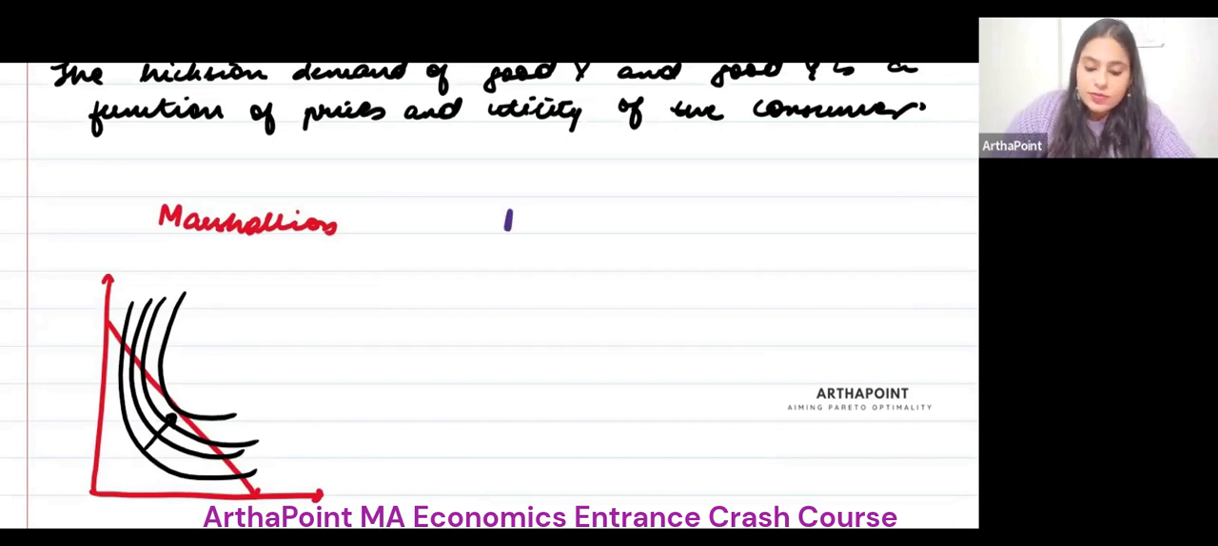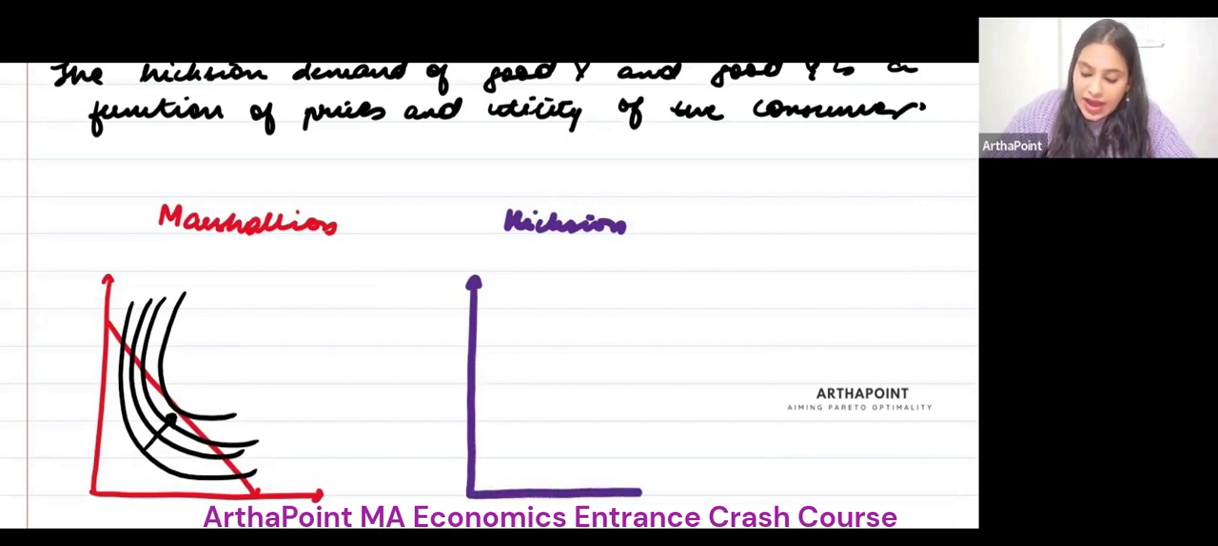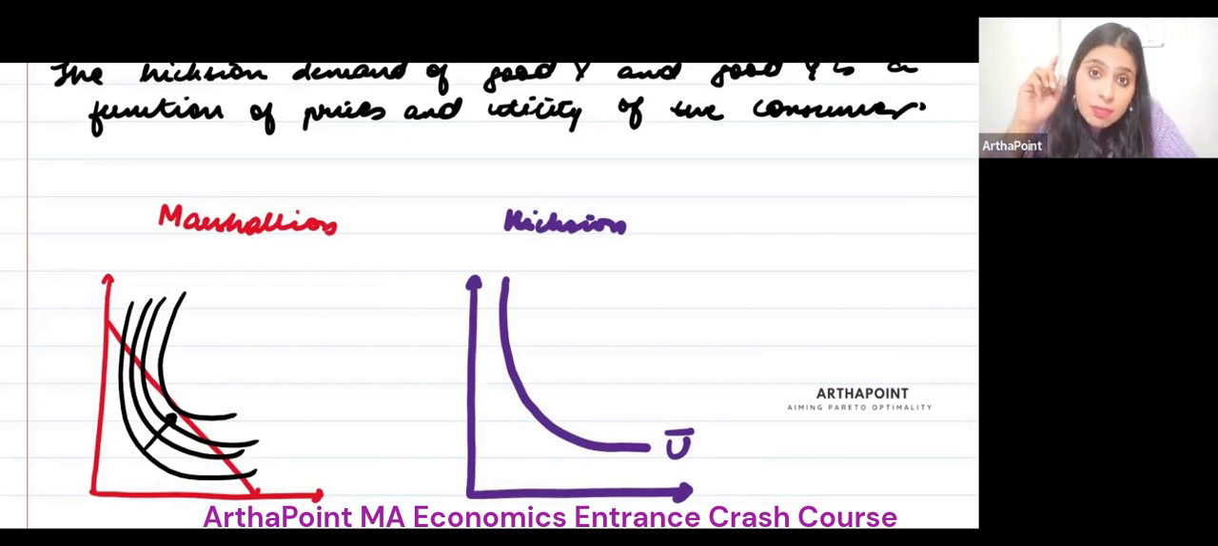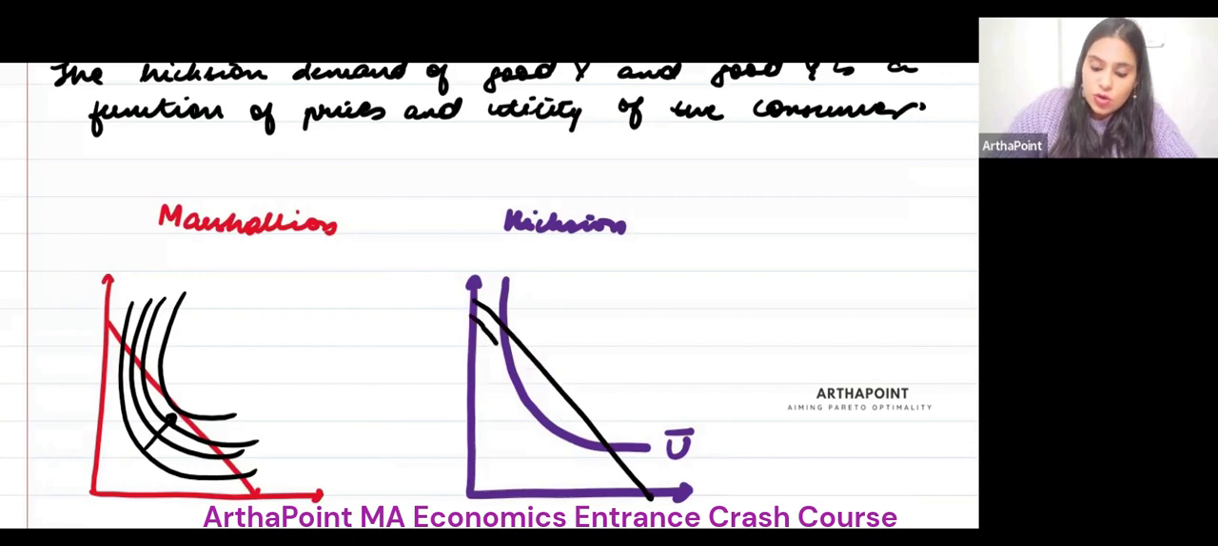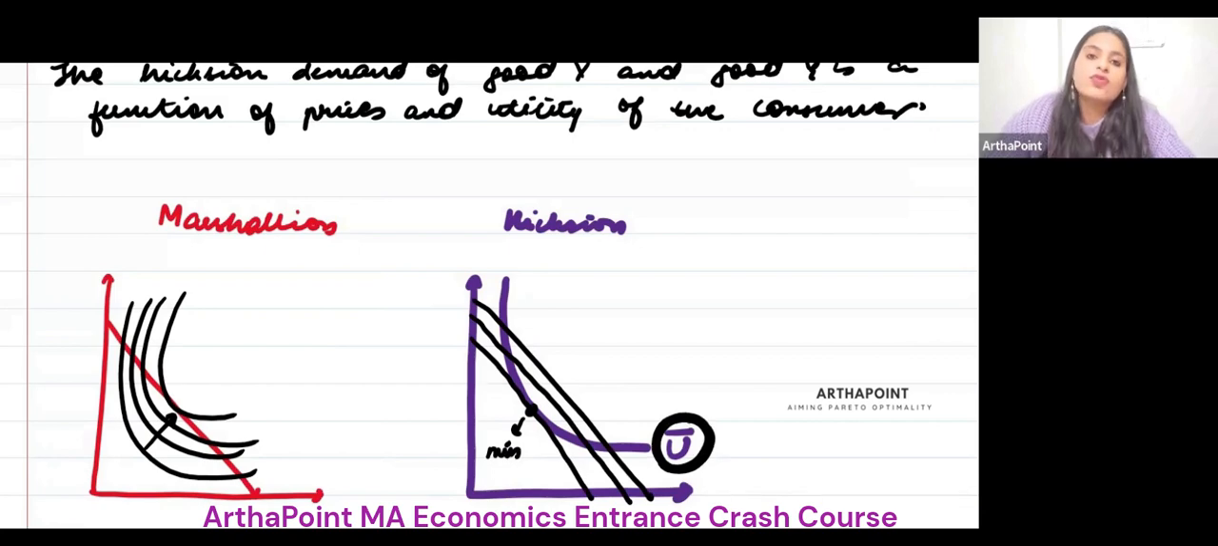What is Hicksian doing? Hicksian is saying, I have given you one level of utility, U bar. What is the minimum expenditure? What is the minimum money in which you can attain it? So can you attain it in this level of budget? No, I can go to a lower budget. So this is the minimum income in which I can achieve the same level of utility.